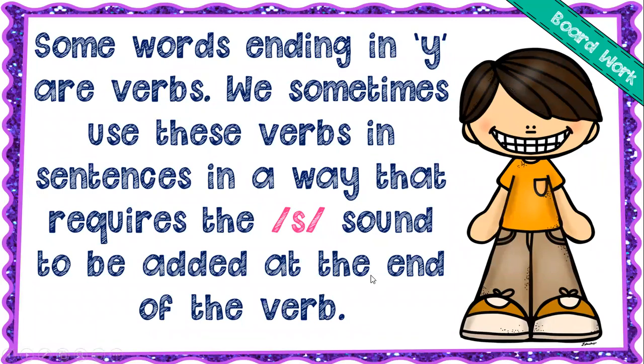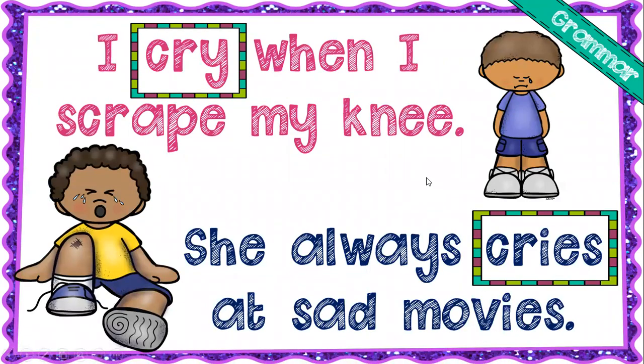Some words ending in Y are verbs. We sometimes use these verbs in sentences in a way that require the S sound to be added at the end of the verb. I cry when I scrape my knee. She always cries at sad movies. So when you guys have to pick your appropriate verb or your correct verb, you need to read that sentence aloud and see which one makes the best sense. She cries, I cry.